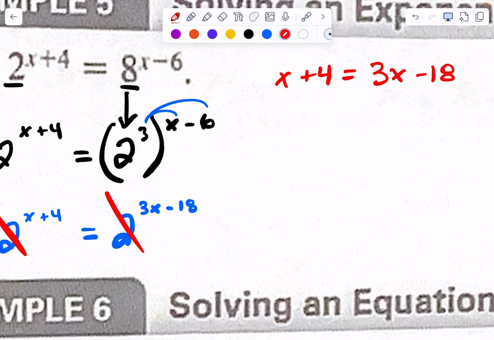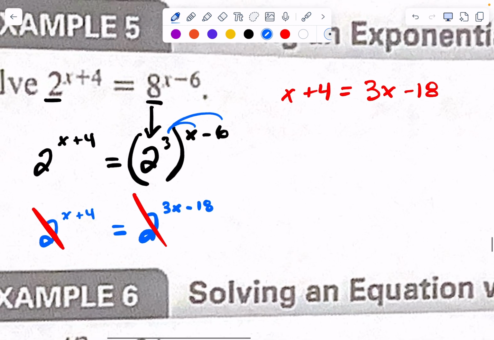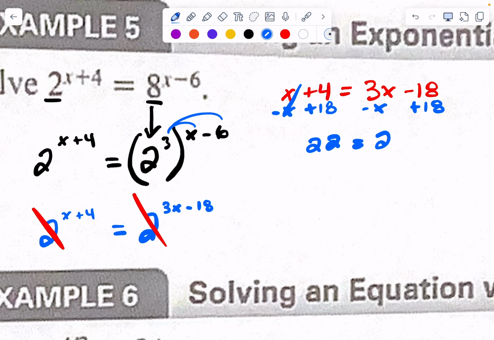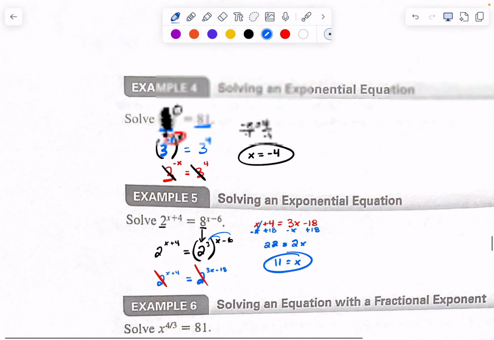What shall we do? Minus the x, plus the 18. 18 plus 4 is 22, equals 2x. So x is 11. Beautiful. You see how that works? You're just switching both sides, trying to get them both to match.